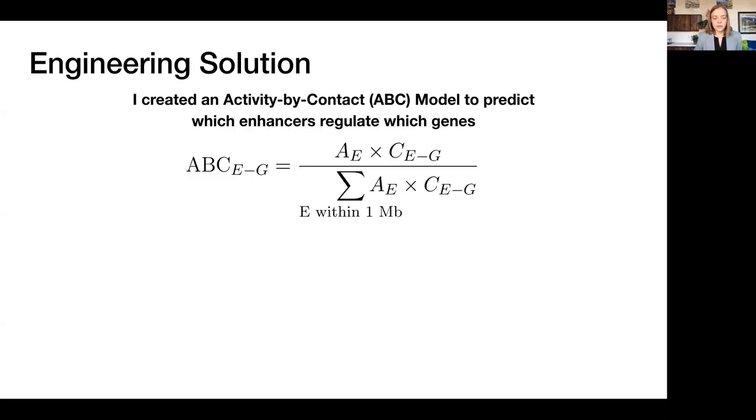So I created an activity by contact model to predict which enhancers regulate which genes. The activity by contact between an enhancer and a gene is defined as the activity of the enhancer times the contact frequency between the enhancer and the gene, divided by the sum of that quantity for every enhancer that comes into contact with that gene.